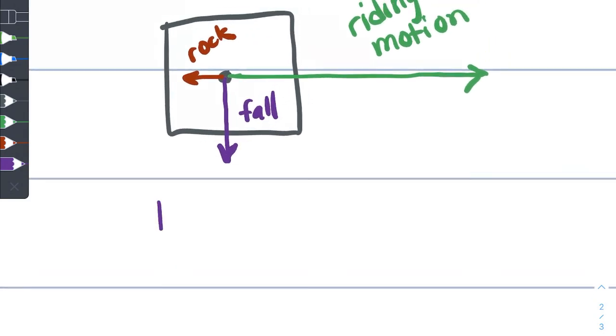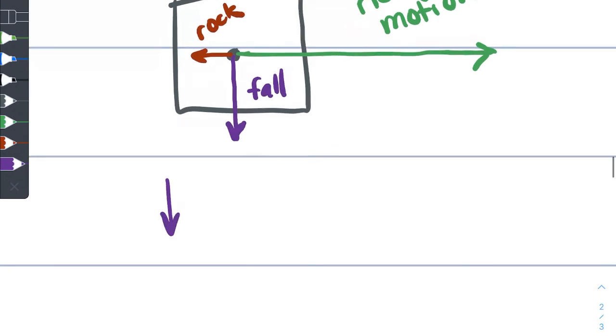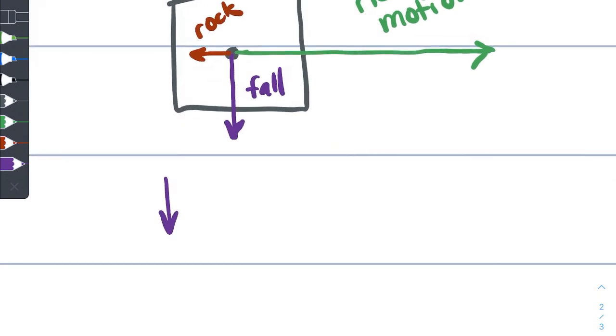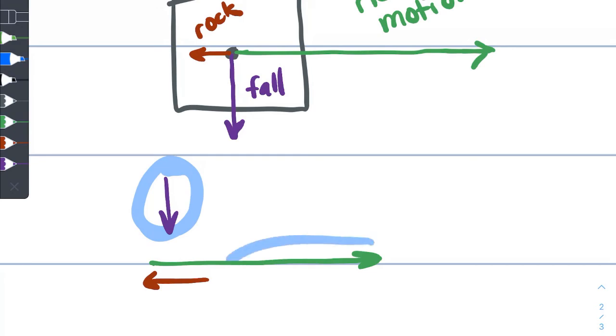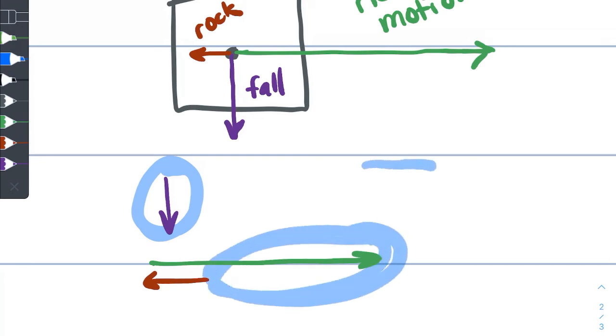So if we were to then add up our arrows, we have one downward arrow, which means that one would be unbalanced. And we have our forward riding motion arrow, along with the rock to slow it down a little bit. So in this case, we have a downward force and we have a forward force to the right. So if we have a downward force and a forward force to the right, then this should be the trajectory of the item because it's going forward and down.